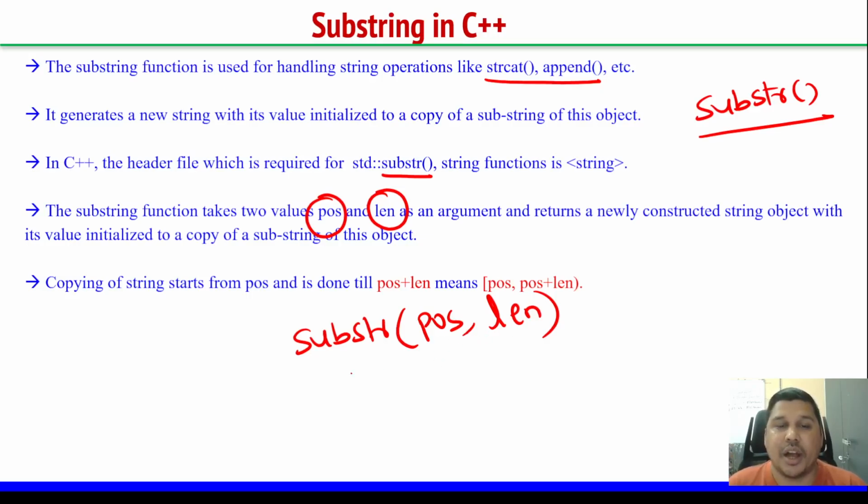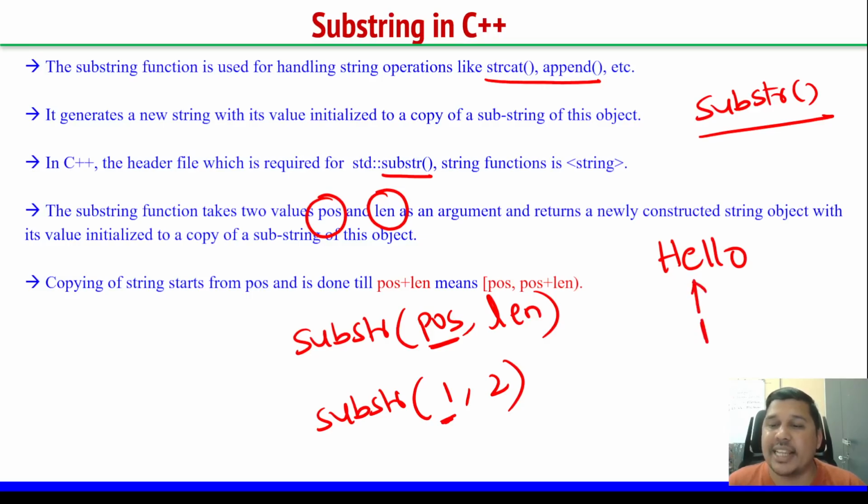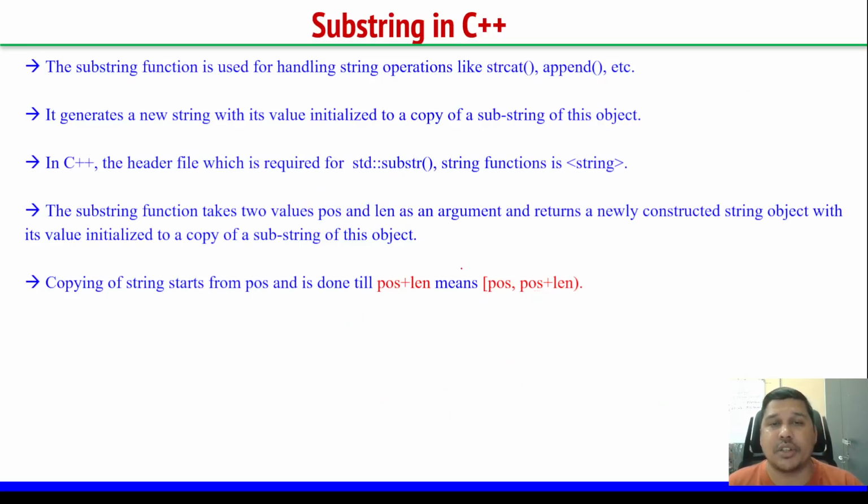How does this work? Substring, position and length. What is the position? From where do you want to print the substring? And length, what is the length of that substring you want? Suppose there is a string HELLO. If I say substr of 1 comma 2, so begin from 1. What is index 1? E. Index 1 is E. From there you take two characters, a string of length 2. It means E and L is the answer. So substr 1 comma 2 means EL. That way you can print the substrings in C++.